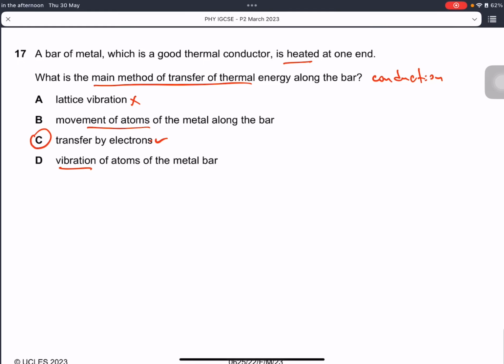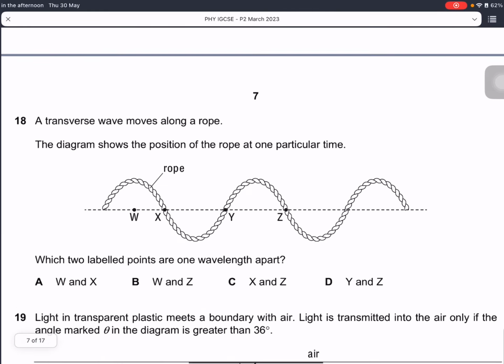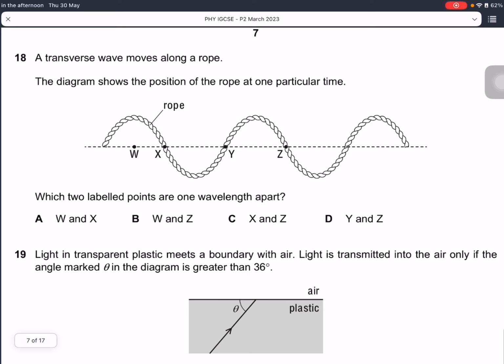All right, so let's move on to another question. Question 18. A transverse wave moves along a rope. The diagram shows the position of the rope at one particular time. So let's remember, a transverse wave is this type of wave, yeah? It moves up and down.